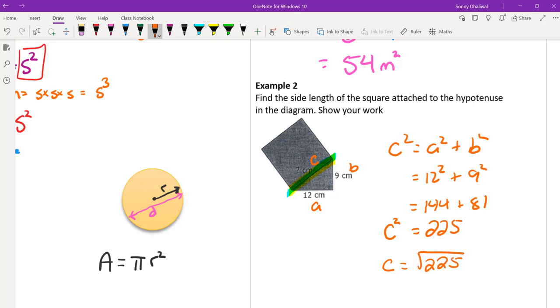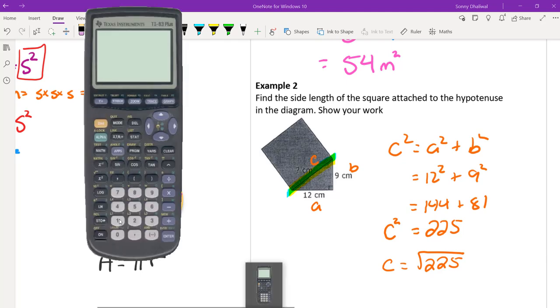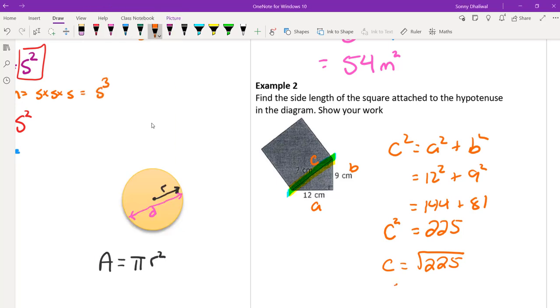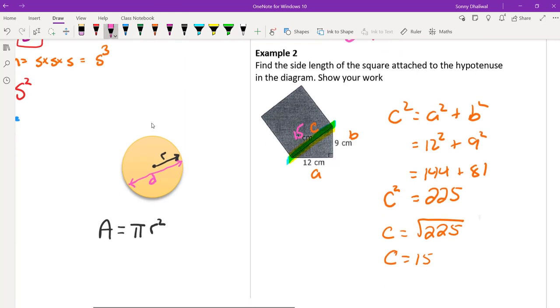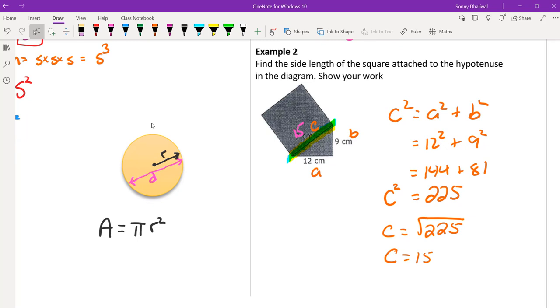Alright, so then we take the square root, and you gotta remember how to do the square root on your calculator. So the square root of 225 is 15. So C is equal to 15 centimeters.